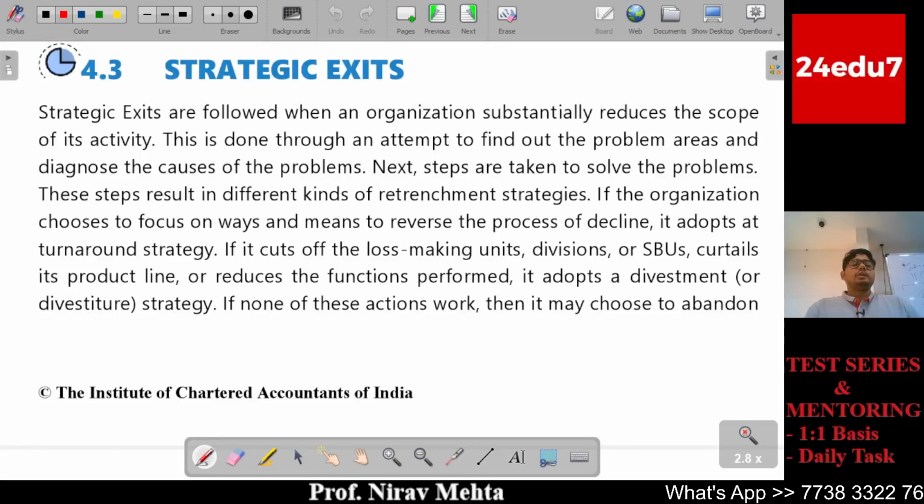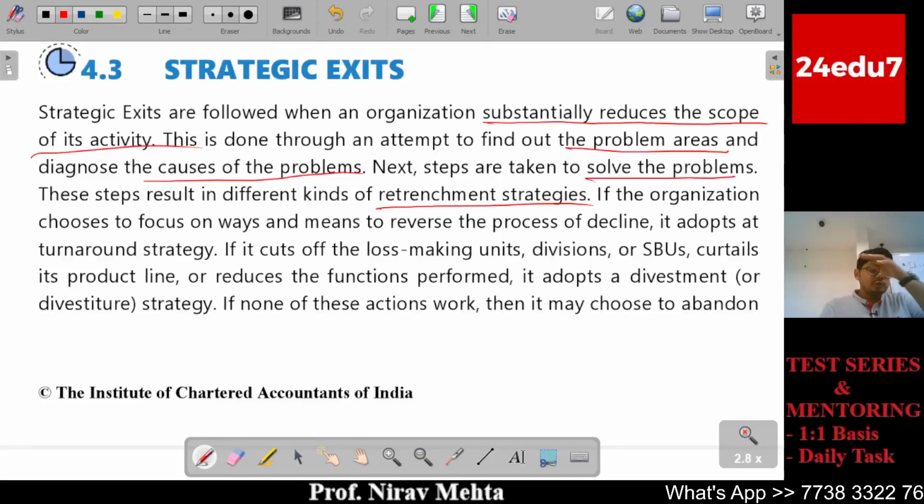Strategic exit. Strategic exits are followed when an organization substantially reduces the scope of its activities. This is done through an attempt to find out the problem and diagnose the cause of the problem. Next, steps are taken to solve it. Yes. This step results in different kinds of retrenchment strategy.